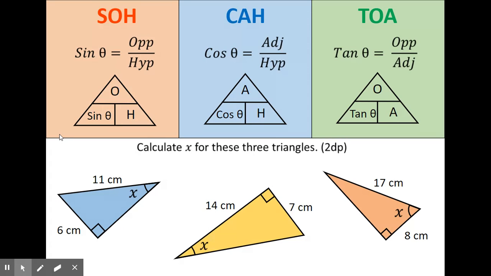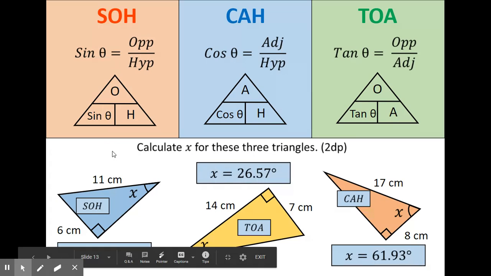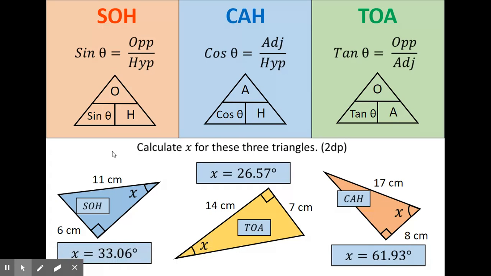Using the examples provided, please attempt any two of the questions given. Press pause and attempt the question on a piece of paper or an exercise book. Once completed, please press play to reveal the answers. Here I mentioned what ratio to use, and here are the answers. Also, the answers are in slide 13 for your reference.